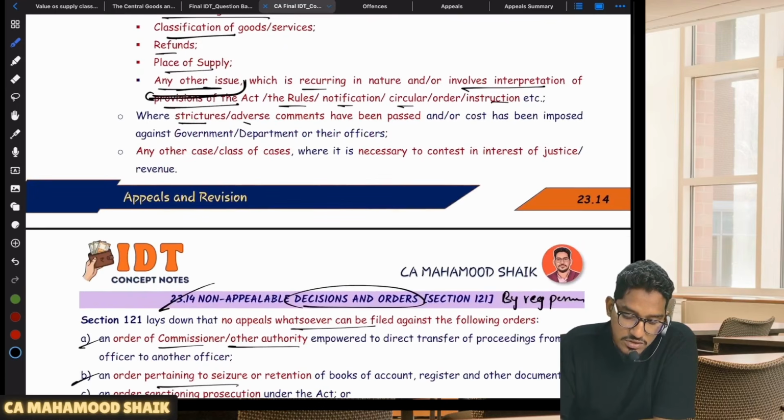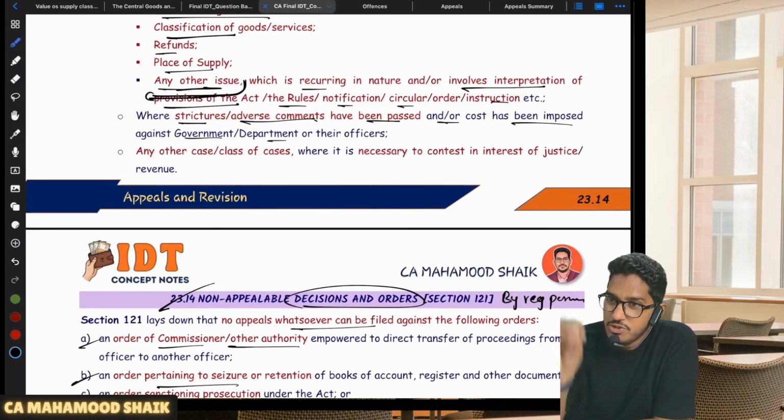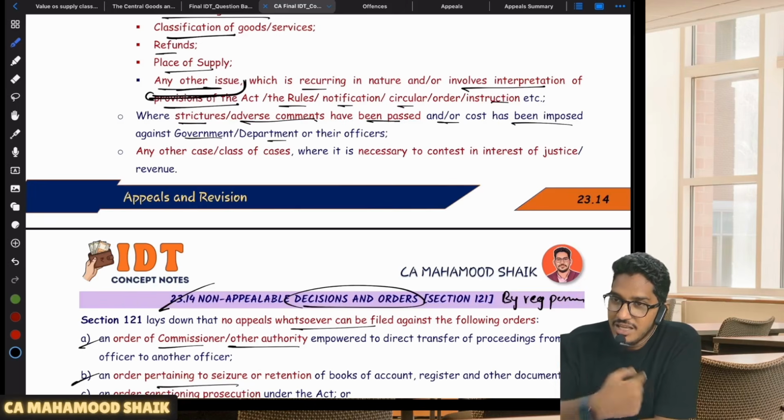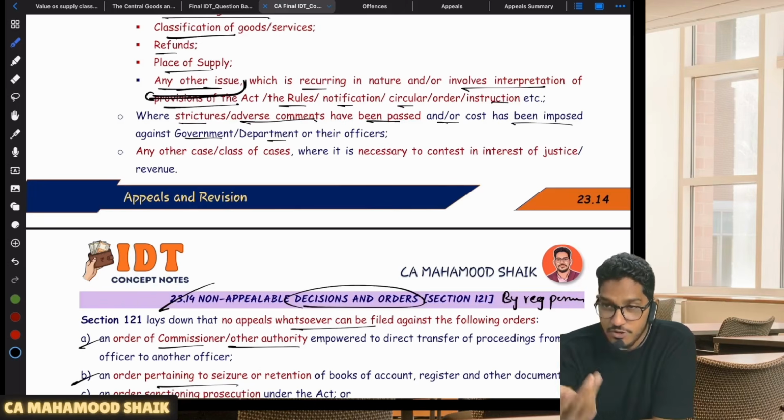Next, where strictures or adverse comments have been passed and or cost has been imposed against government or department, it is a prestige issue now. Appellate authority has given adverse comments, negative comments on the department, and also they have imposed some cost. You pay the penalty, you incur the charges. Now prestige issue has come. How come they are saying bad words about us? Bad words means not scolding and all. Some strict statements they will pass on. Along with that, some cost has also been imposed on the department. So it is a prestige issue now. Don't check for monetary amount.